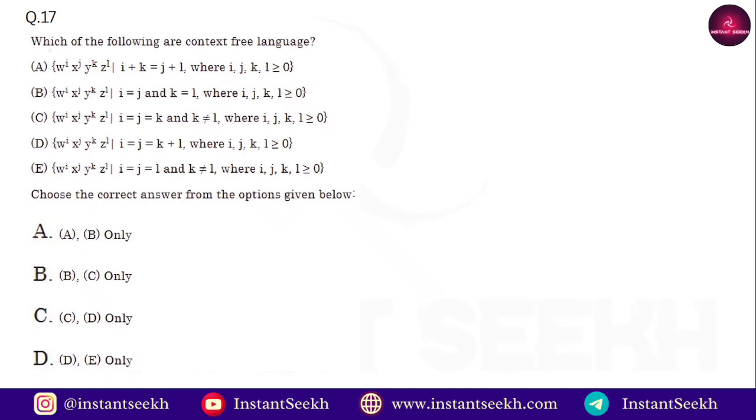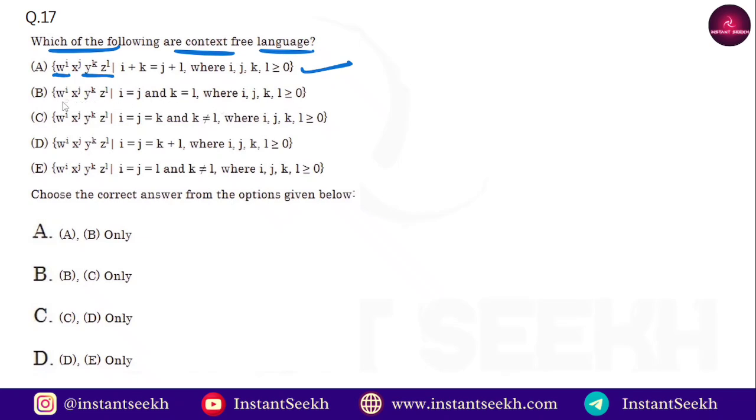Okay, which of the following are context free languages? Okay, from the following, which are the context free languages? Okay, so let's see one by one. So first one, if you see the pattern, the language is context free. It can be generated by a context free grammar. For instance, we can create a grammar that generates strings where the number of w's plus the number of y's equal to the number of x's plus the number of z's. Okay, so this is a context free language.